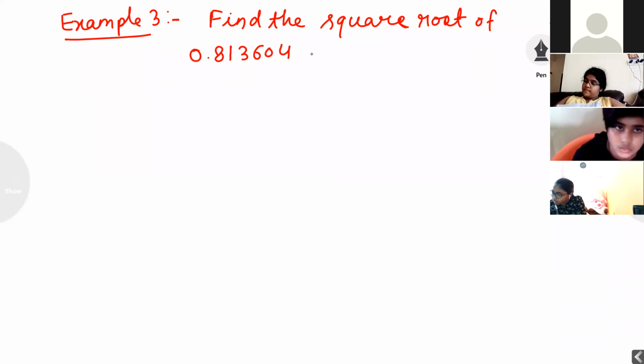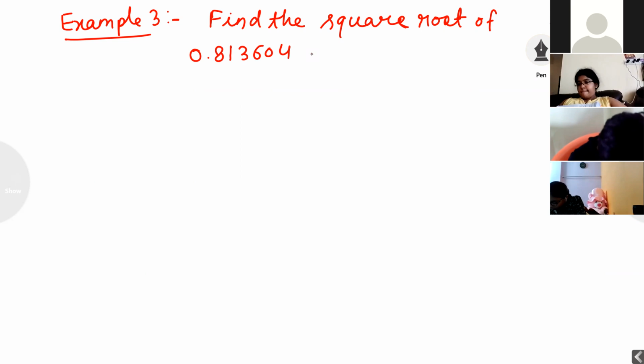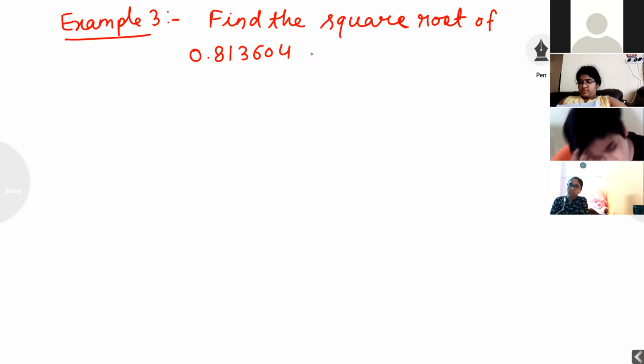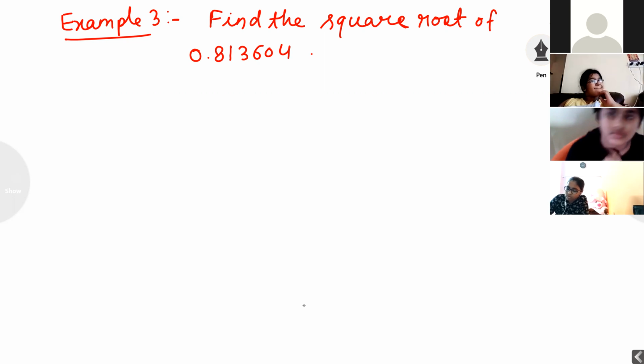I have given a decimal value. How to find the square root of this given decimal value? Very easy. First note down the question, everyone. Find the square root of 0.813604. Some students will say, sir, why are you reading like that? Why not say 813604? After the decimal point, we read one digit at a time. Why? Because after the decimal point, values are less than 1. Before the decimal we can say ones, tens, hundreds, but after the decimal, the values are less than 1. That's why you always read one digit at a time.